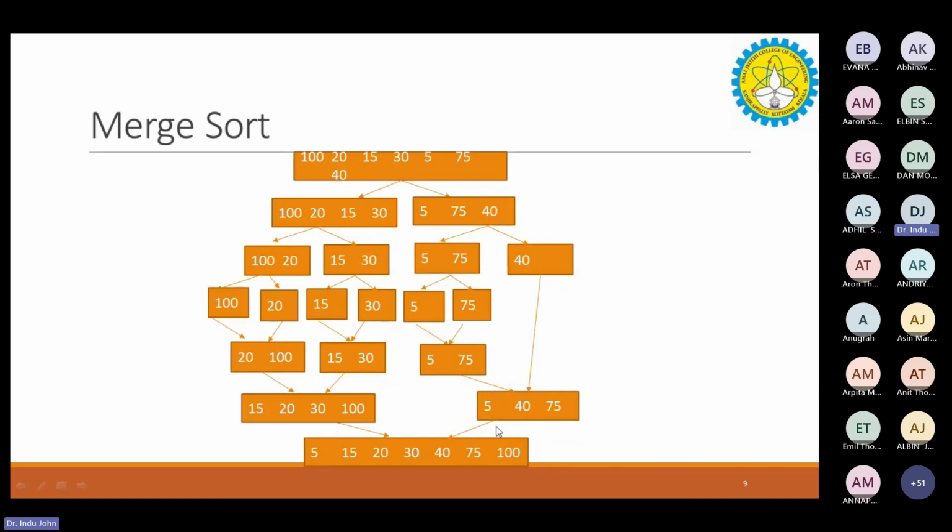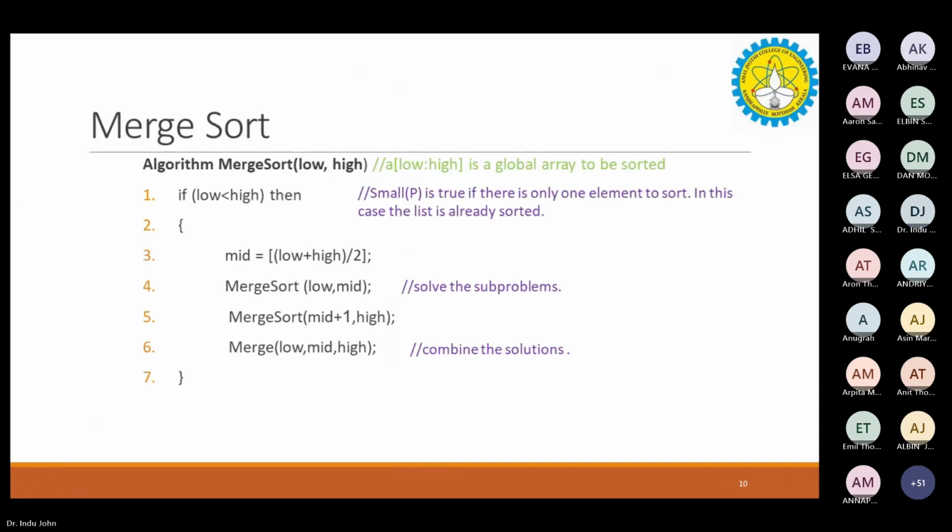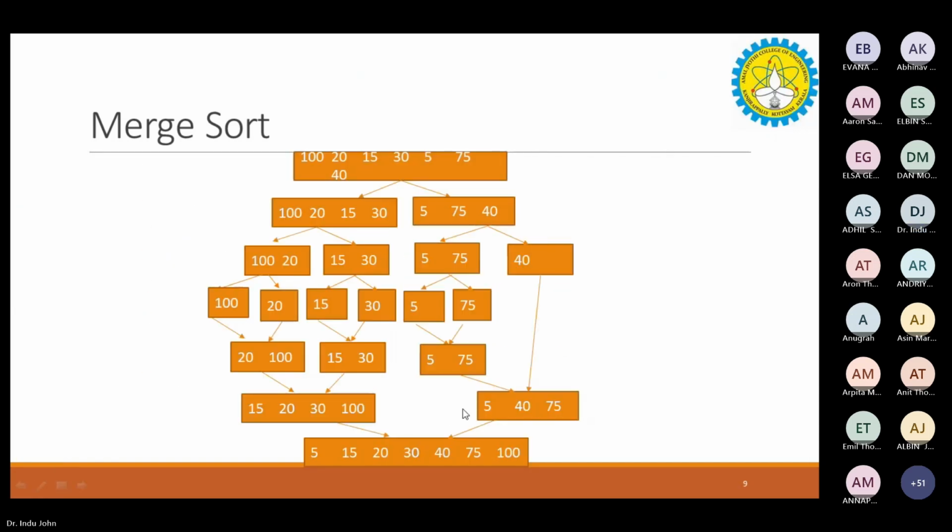And then you have the variable j that is keeping track of the indices in this right subarray. So first compare A of h with A of j. Among 15 and 5, 5 is smaller. So that means you will store this 5 into the array B, and you will increment the index here. So you will go to the next element in this.